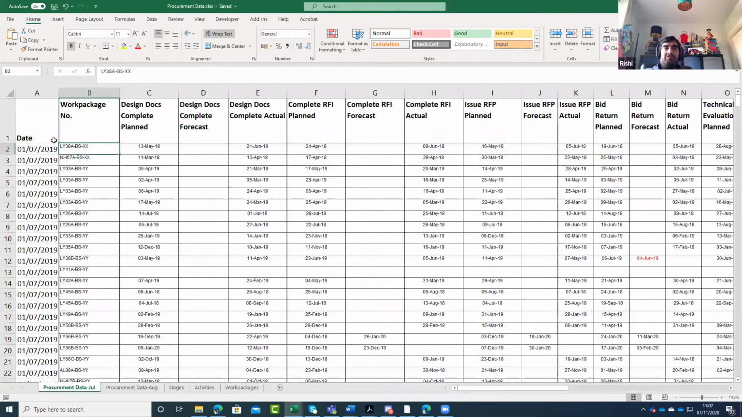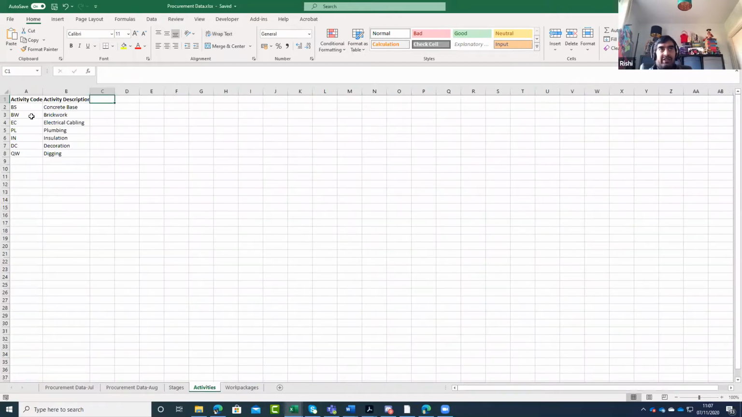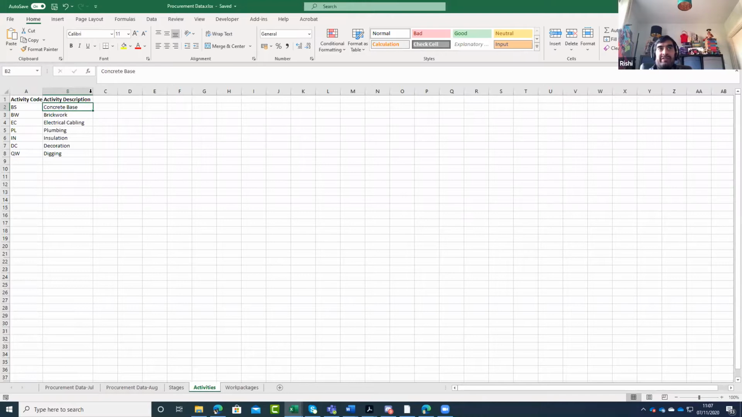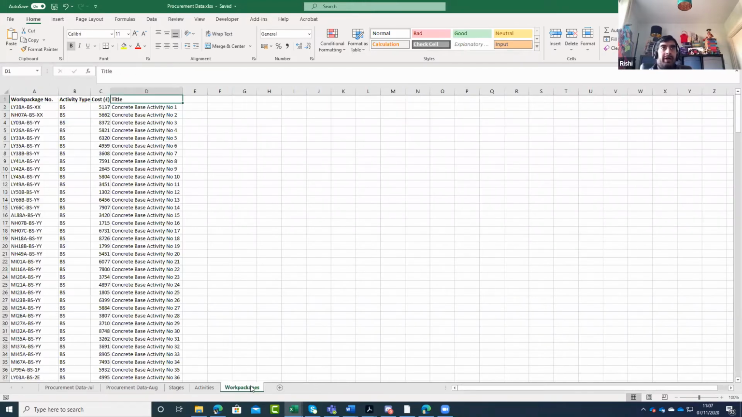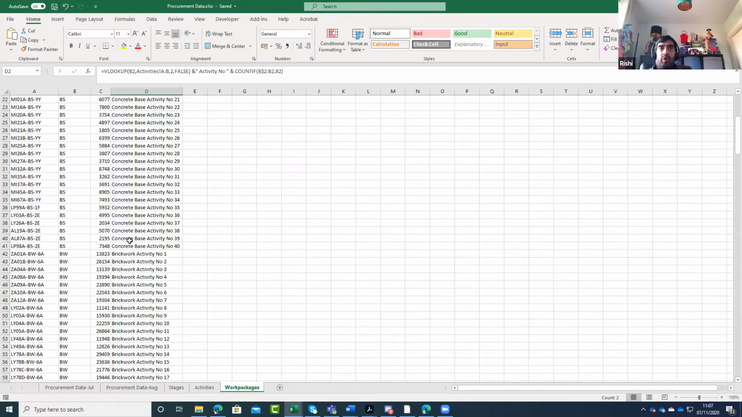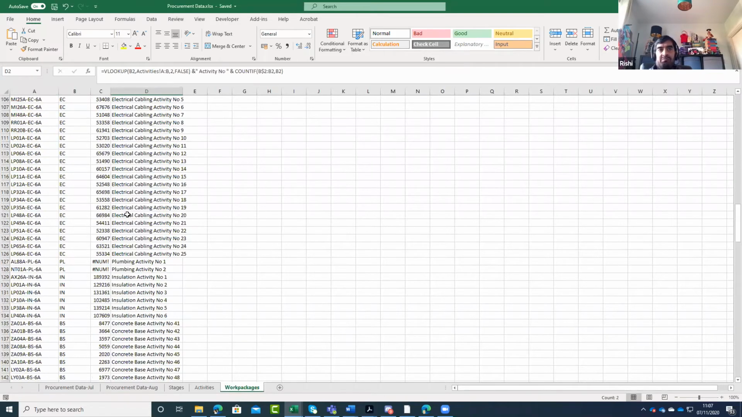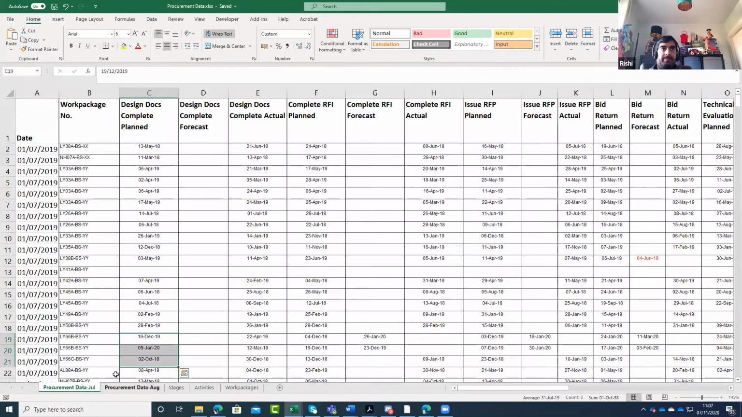These work packages relate to a particular set of construction activities. And we can see that the work package number is in code. So BS relates there to the concrete base building. This is all dummy. I think I made some of this stuff up. But these are all the work package numbers, the activity types, and then what they relate to. So brickwork and electrical cabling and things like that.